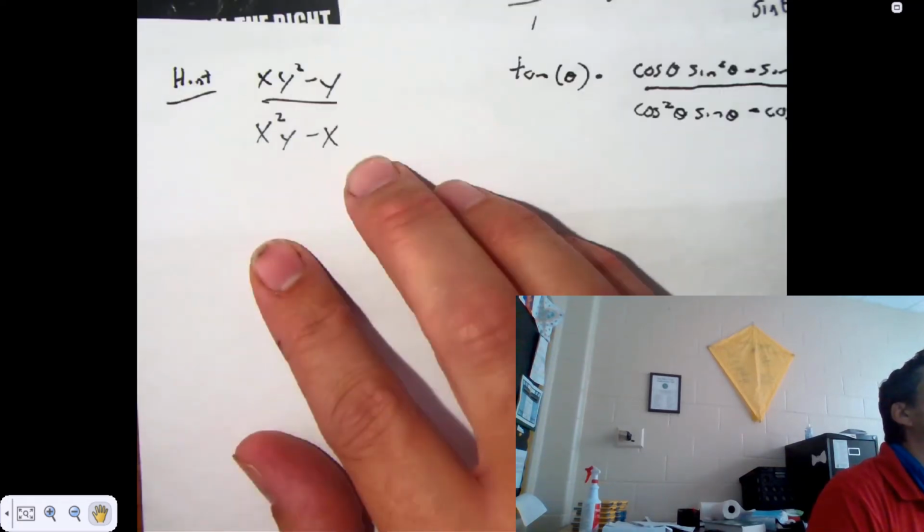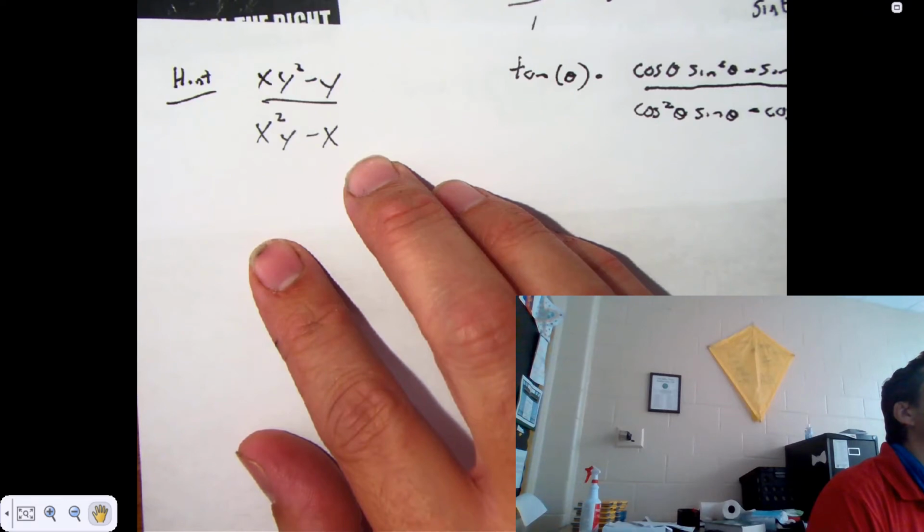Here's your hint. Cosine is x, sine is y. Think about it in terms of x and y. There's a hint. Commandment number 1. Pull y's from the top and x's out of the bottom. And you'll probably create something where you can cancel something out.